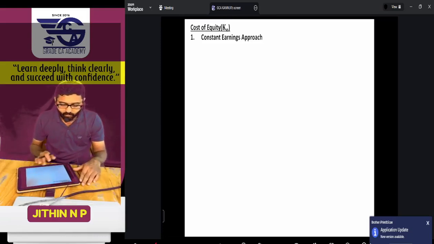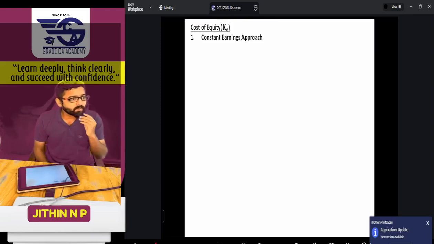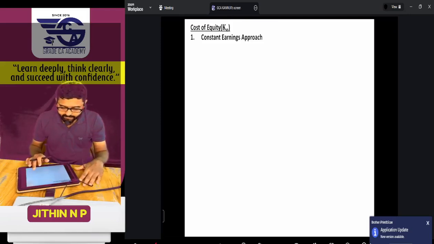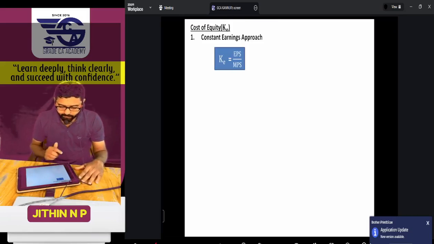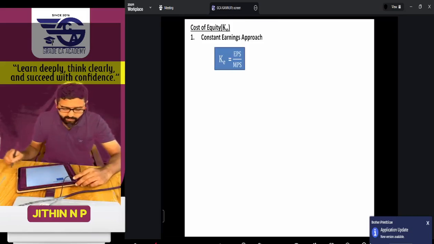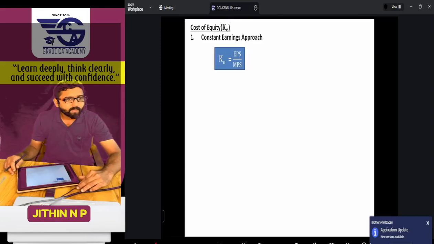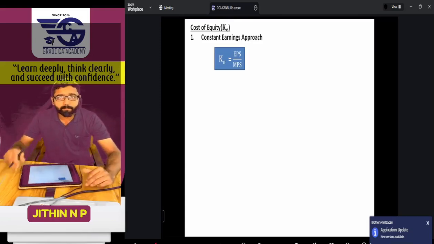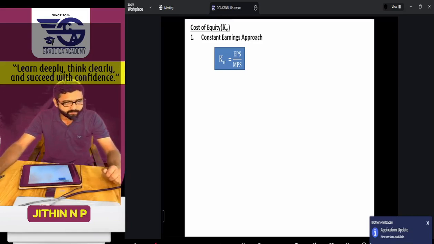K, the first method, is the constant earnings approach. What is the constant earnings approach? K is equal to EPS divided by MPS. EPS means earnings per share. I think you know how to find EPS. How to find EPS? Profit available to equity shareholders divided by the number of equity shares.